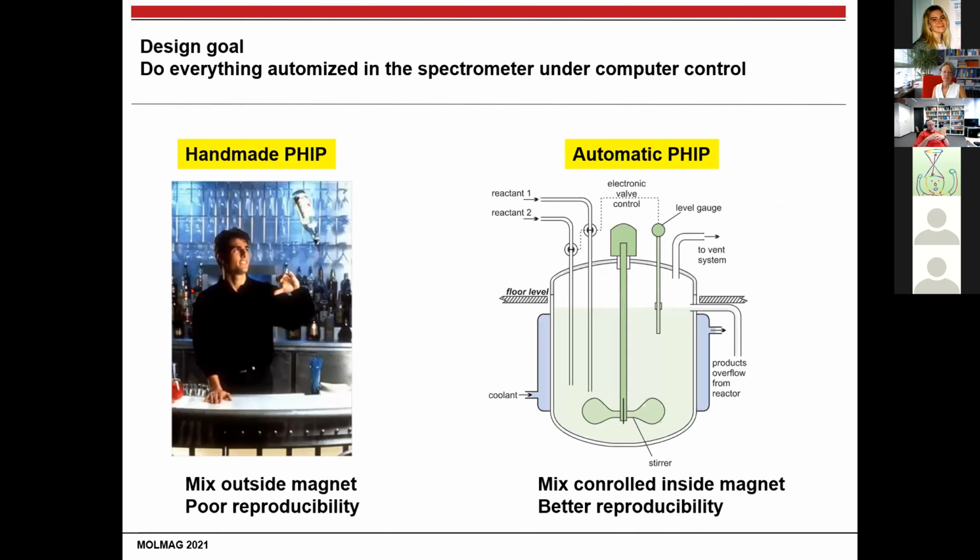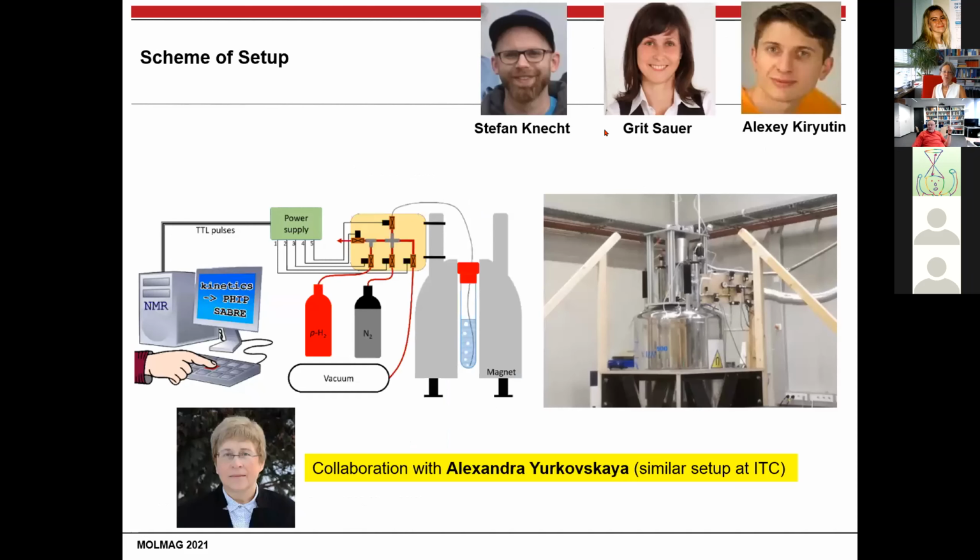Okay. So our first experiments, we did a bit like Tom Cruise in this old movie. We just put everything in the spectrometer and looked for the signals. Of course, this is not too reproducible for this reason. What we did later was we built some kind of automatic FIP, like an automatic reactor, where everything is controlled by the NMR spectrometer, and which gives a much better reproducibility. And these were the people who were mainly involved in construction of the setup. It was Gerd Sauer, Alexei Kyutin, and Stefan Knecht, who worked on the different iterations of our FIP spectrometer.